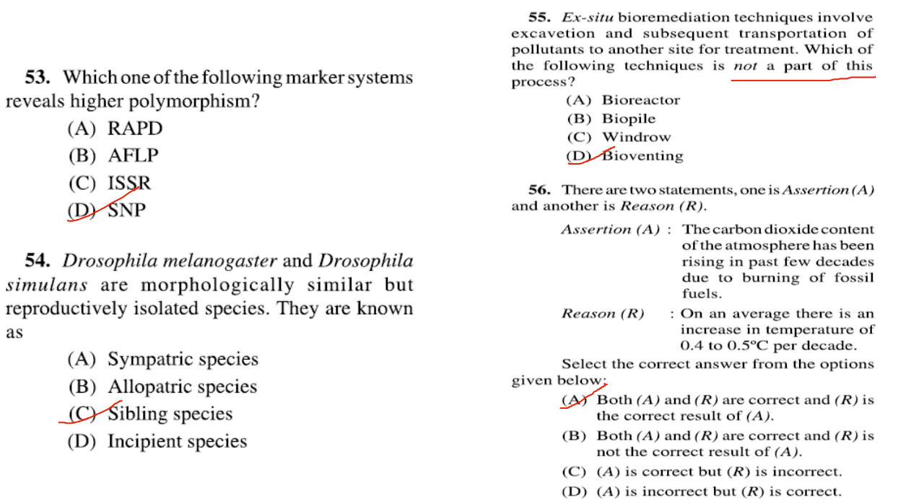Then next one. The two statements, one is assertion, another is reason. The carbon dioxide content of the atmosphere has been rising in the past few decades due to burning of fossil fuels. Yes, that's correct. On an average, there is an increase in temperature of 0.4 to 0.5 degrees per decade. That is the reason for A. Because of this increase of carbon dioxide content, temperature is also increasing. So both A and R are correct, and R is the correct explanation of A.